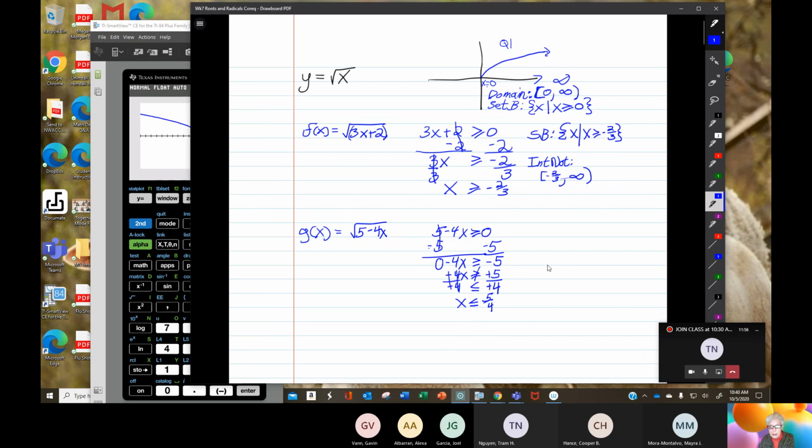Now over here, if we write this in set builder, set B, let's call it that, then we'll have all x such that x is less than or equal to 5/4. And interval notation.